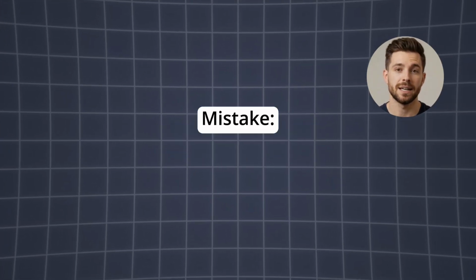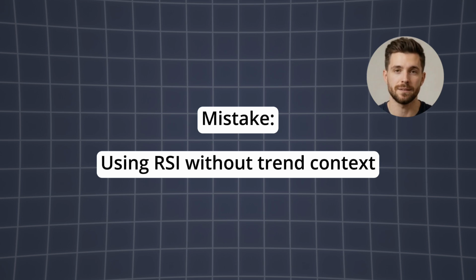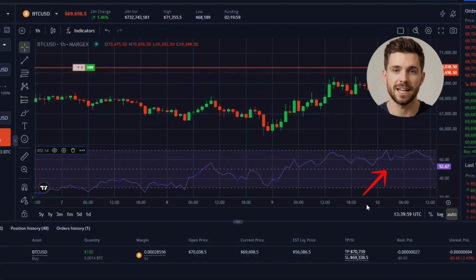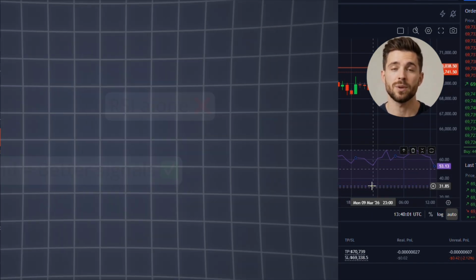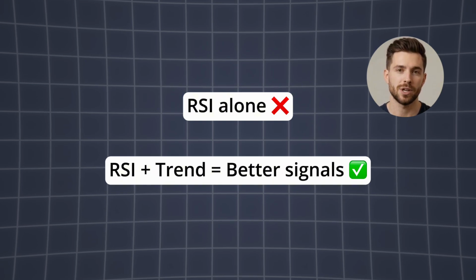One common mistake is using RSI alone. In strong trends, RSI can stay high or low for a long time. That's why traders combine it with trend direction and price structure.